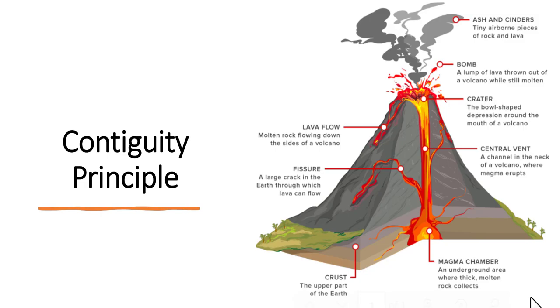On the contiguity principle, we have an illustration of a volcano with the definitions of each of the pieces and parts of a volcano directly connected to the picture. And then there's also lines that flow from the definition to the picture, and that just helps students with their eye tracking and what it is that they're supposed to be looking at.